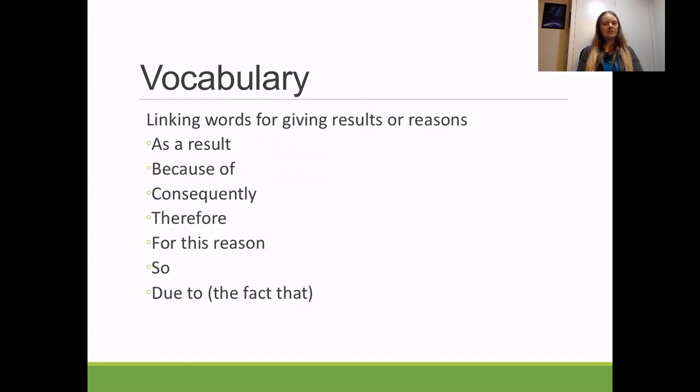When you're giving results or reasons, you can say things like as a result, because of, consequently, therefore, for this reason, so, or due to the fact that. So again, these are things that if you're always saying so, or if you only say for this reason and you never say anything else, it will start to sound very repetitive. But if you memorize a few of these words and you get comfortable using them correctly in a sentence, then you can start to put some in.